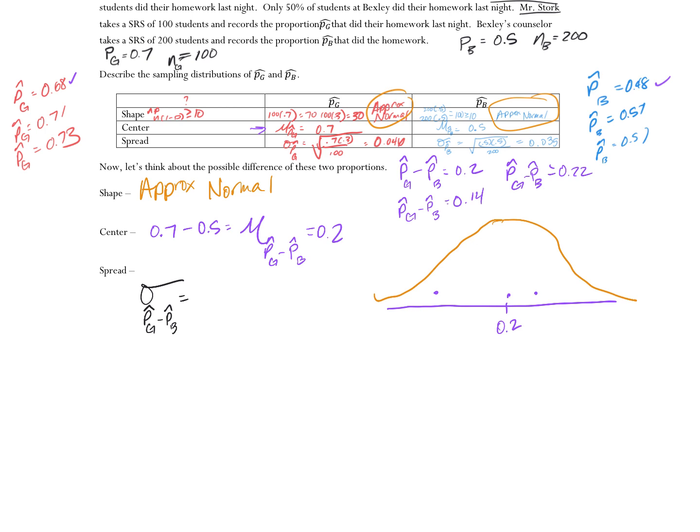0.046 minus 0.035? No, because we never, ever subtract standard deviations. Just because we're subtracting the points, we have all the uncertainty of Grandview and all the uncertainty of Bexley coming up with these differences. We have more uncertainty. So no matter what, we do the square root of, because standard deviations always have a square root, right? Okay, we're going to do the 0.046 squared plus the 0.035 squared. This is when we do that Pythagorean theorem type thing.